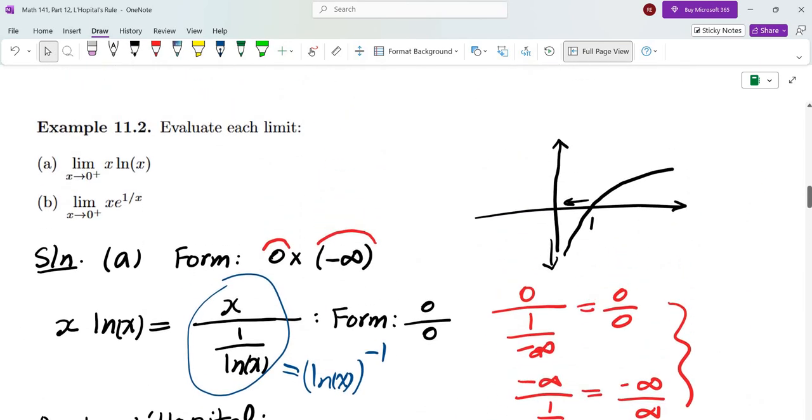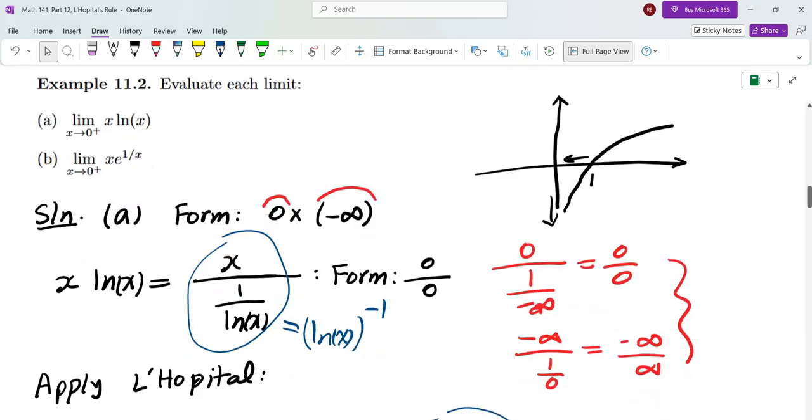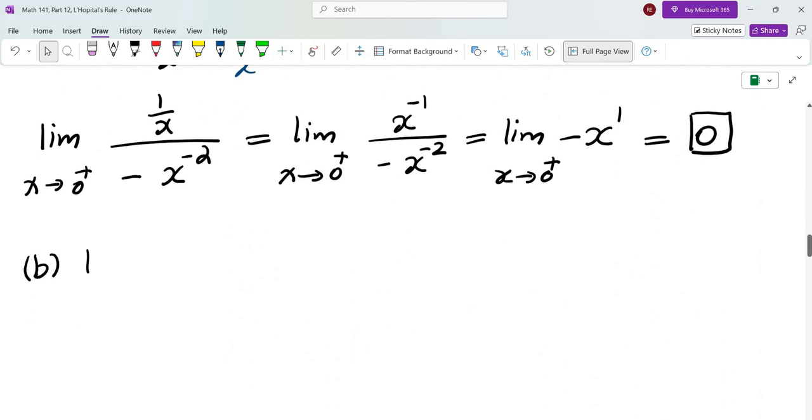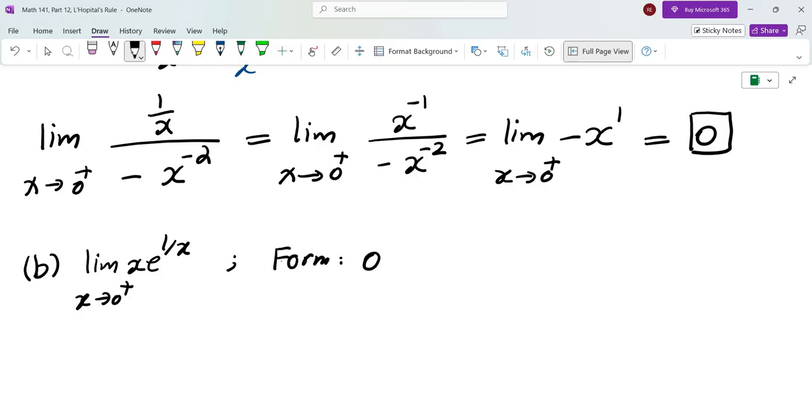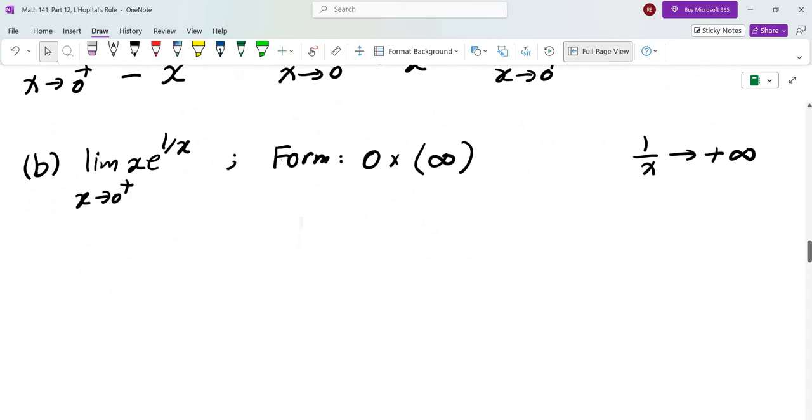So let's try the next one. This is something similar. So it's x e to the power of x, e to the power of 1 over x, and x approaches 0 from the right. So now what is the form of this? Well, x is approaching 0. 1 over x approaches positive infinity because x approaches 0 from the right. And e to the positive infinity is positive infinity.